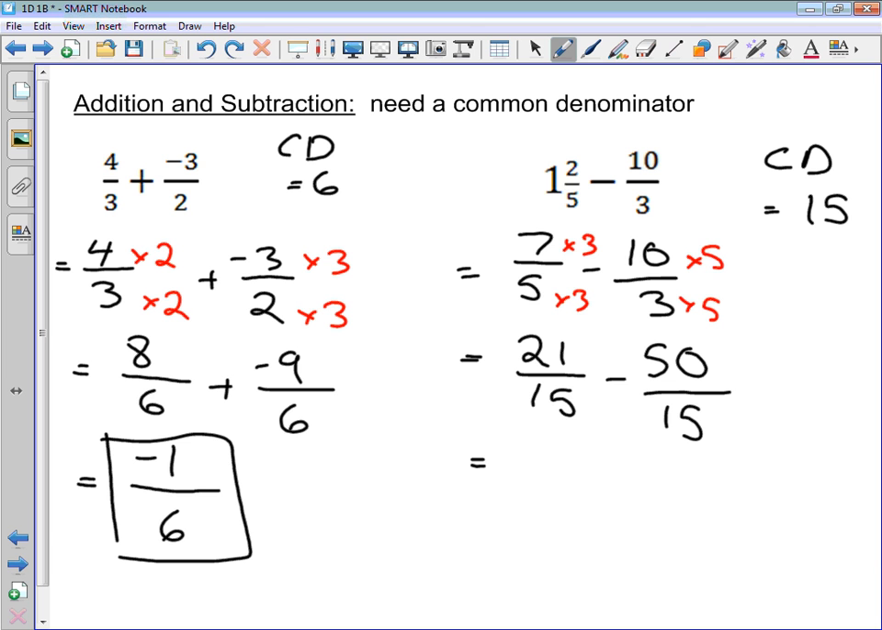So you're right about the 29. It's going to be negative 29 over 15. Okay? So something like that, you can always check that on your calculator if you're not sure. Okay? 21 minus 50, punch it in. You'll get that negative 29, and then make sure you know that it's over 15. Okay? And that is it for fractions.